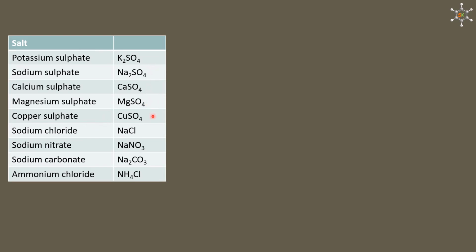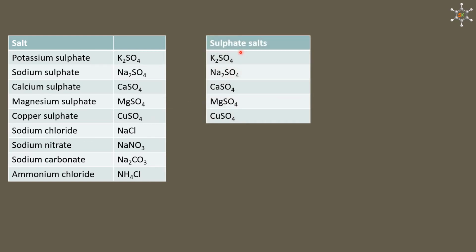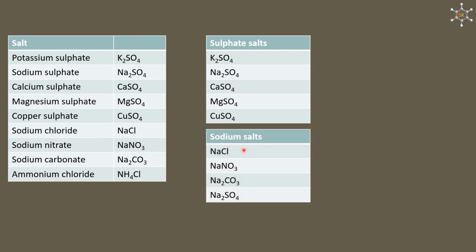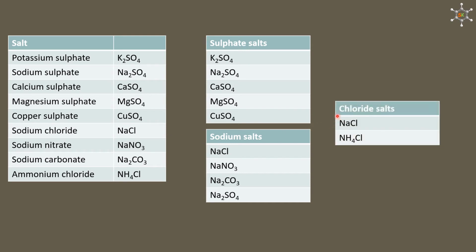The first 5 salts have the same anion, that is sulfate, so they belong to one family called the sulfate family. The next salts, that is sodium chloride, sodium nitrate, sodium carbonate plus sodium sulfate, have the same cation, that is sodium, so they belong to the sodium salt family. Ammonium chloride and sodium chloride, these two salts have the same anion, that is chloride, so they belong to the chloride salt family. Together we have 3 families in this group of salts.